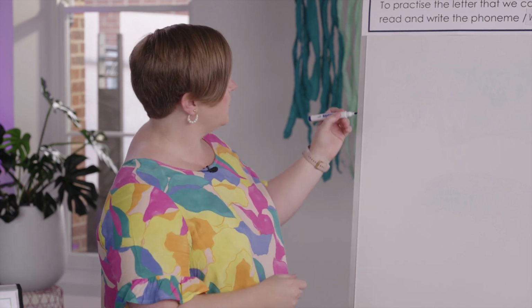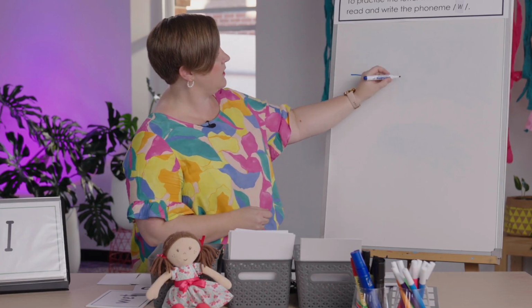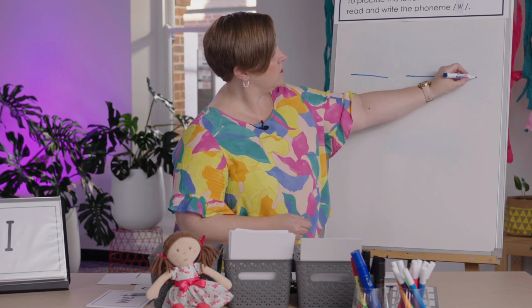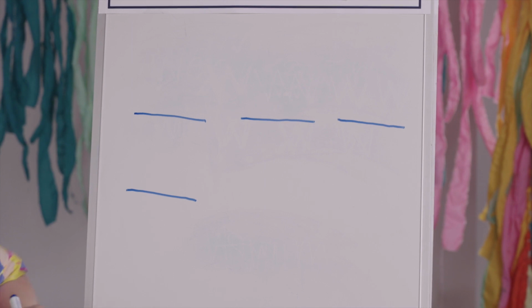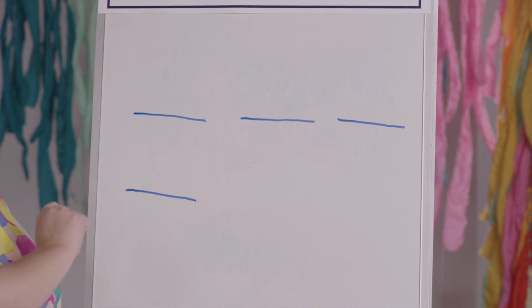Today's sentence for dictation is, the dog got wet. Can you say that back to me? The dog got wet. Let's count how many words are in our sentence. The dog got wet. How many words? The dog got wet. 4 words. I'm going to put 4 lines on my board. The dog got wet.